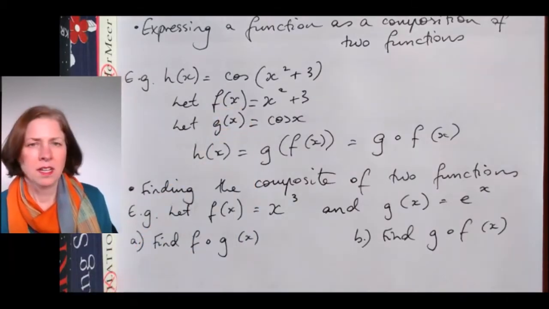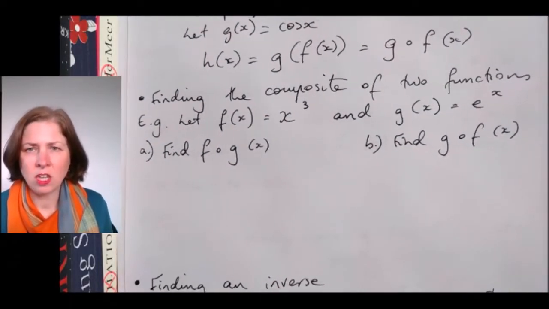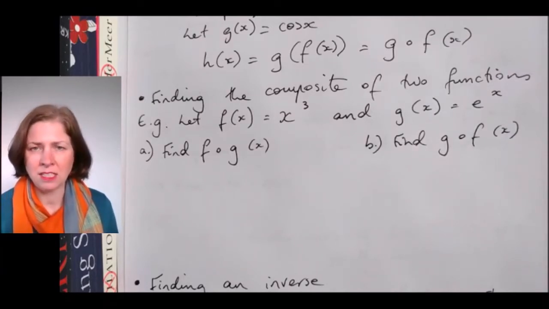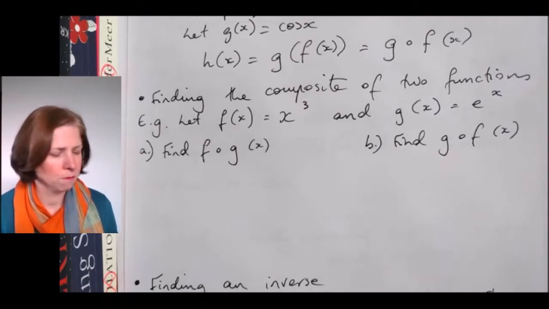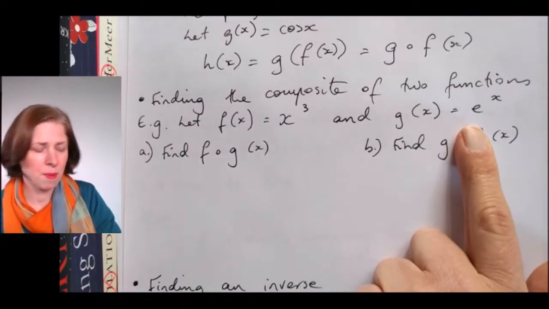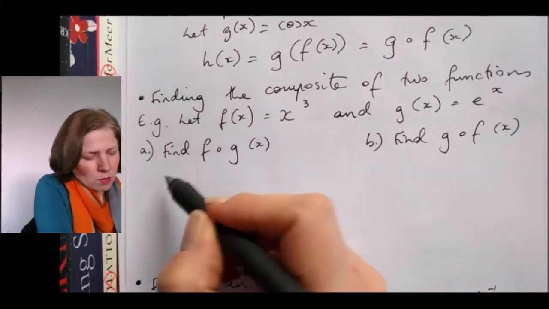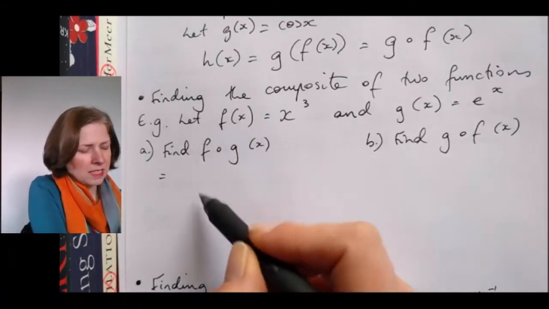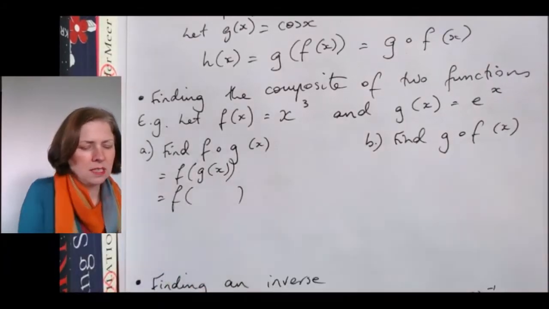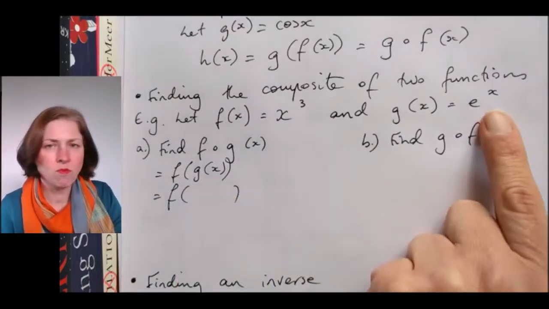Okay. My next skill is kind of related to that. It's the same thing in reverse, finding the composite of two functions. So this time I'm given f of x and I'm given g of x, and I'm asked to find f of g and g of f. So f of x is x cubed, g of x is e to the power of x. So what I'm going to start with is f o g of x. So I'm going to rewrite f o g of x as f of g of x, and then inside that bracket, I'm going to put g of x. So instead of writing g of x this time, I write e to the power of x.